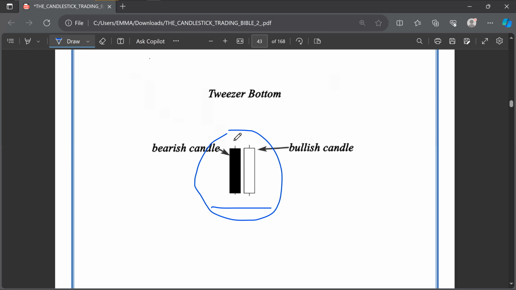Usually we have the red color and then the green color coming, or the black color and then the white color coming. So this is how it looks. It's as simple as this. When you go to the tweezer top, it's the opposite of this. The bearish candle comes, then you have the bullish one coming. Now, look at it very critically. They are of almost the same height.